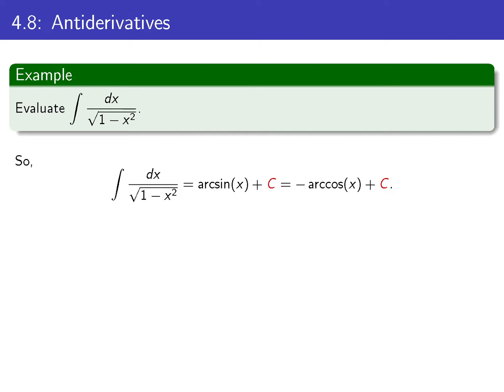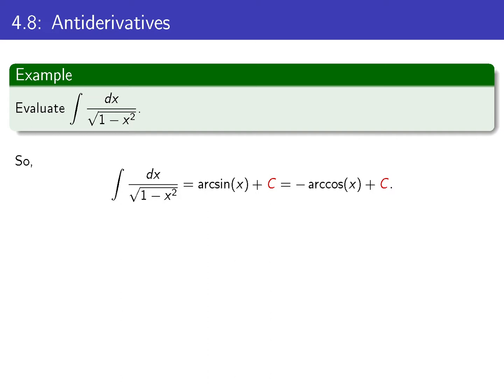You have to remember that 1 over the square root of 1 minus x squared is the derivative of arc sine of x. If you instead got that this is the derivative of the negative arc cosine of x, you're not wrong. So your answer to this could have been either arc sine of x plus a constant or minus arc cosine of x plus a constant.